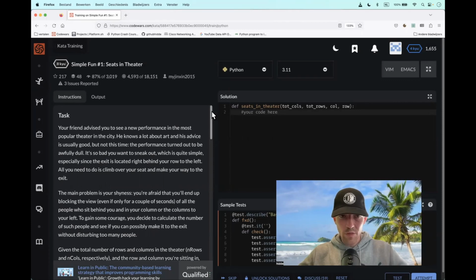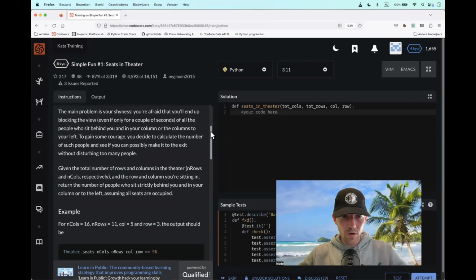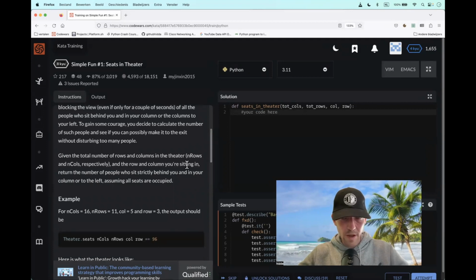Hi, this scatter is called Seats in Theater, where it's a scatter about the theater and you want to sneak out because the performance is apparently awfully dull. And what do we have to do? Well, we have to calculate how many people are on the left of us and how many people are behind us that we eventually bother if we sneak out.